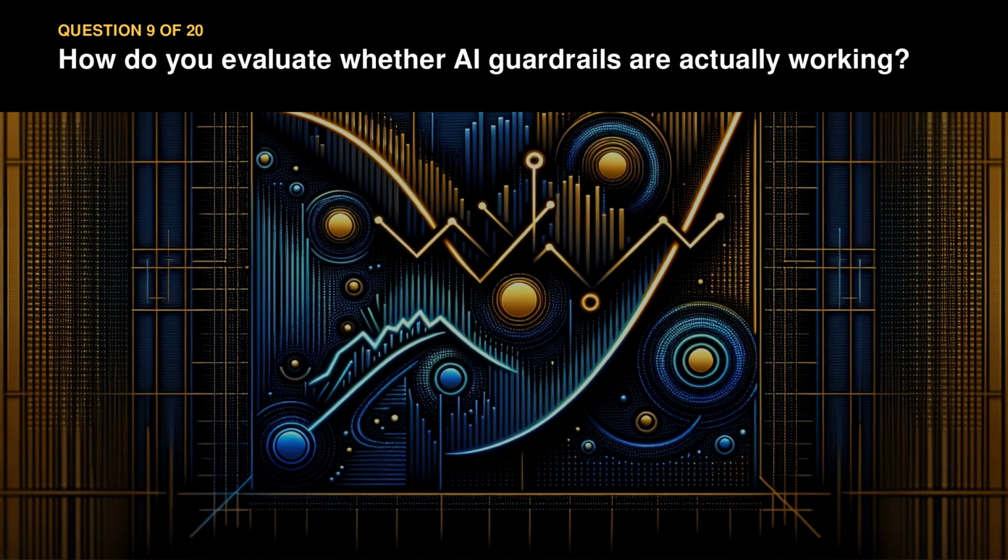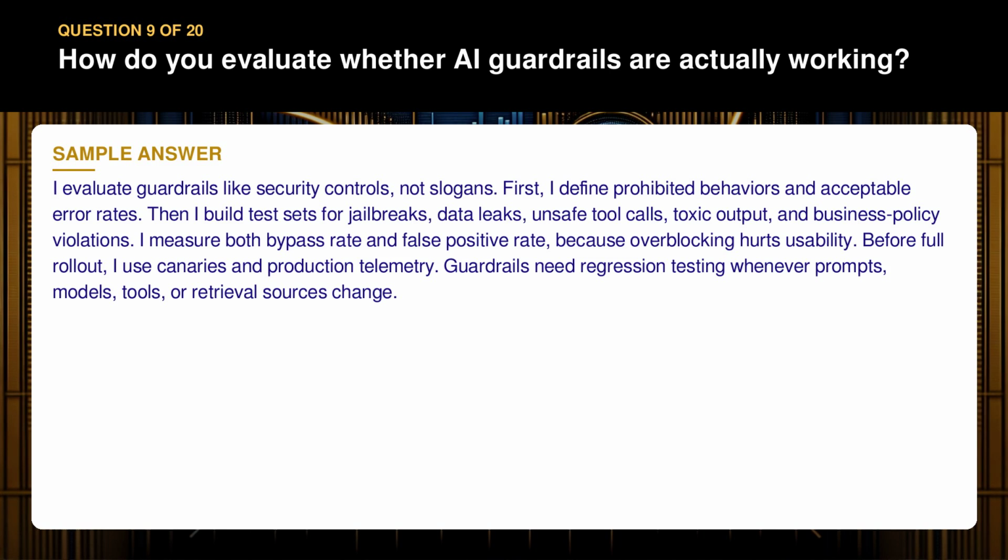Question 9. How do you evaluate whether AI guardrails are actually working? I evaluate guardrails like security controls, not slogans. First, I define prohibited behaviors and acceptable error rates. Then I build test sets for jailbreaks, data leaks, unsafe tool calls, toxic output, and business policy violations. I measure both bypass rate and false positive rate because overblocking hurts usability.